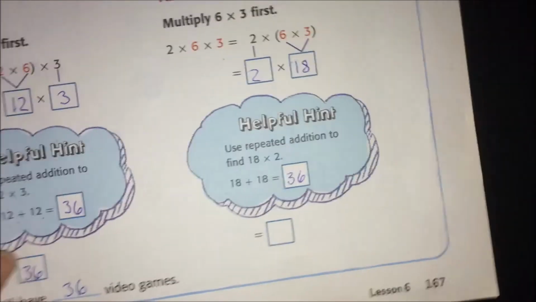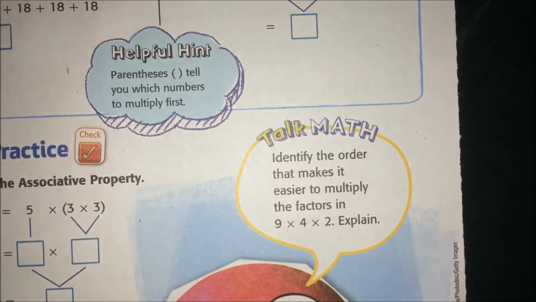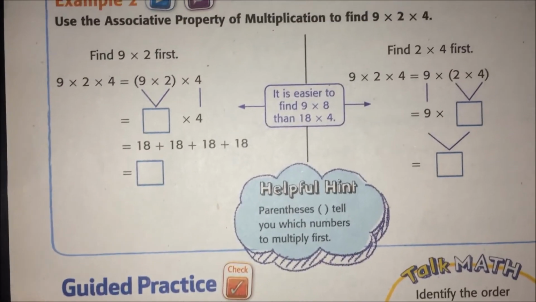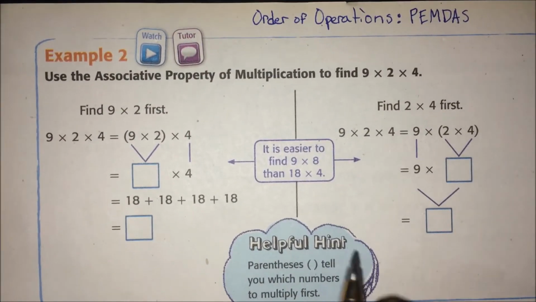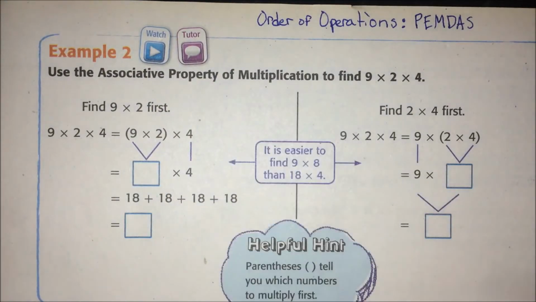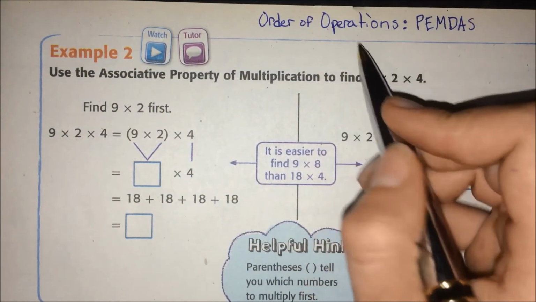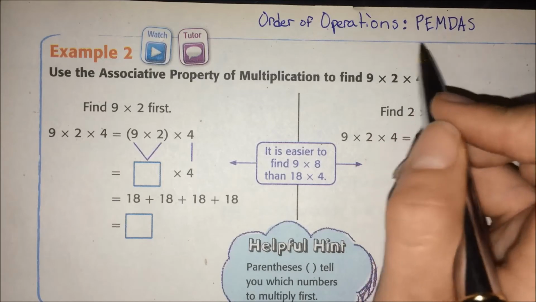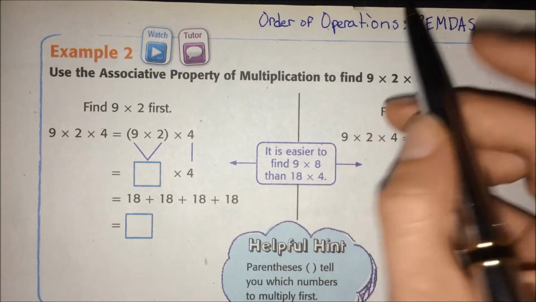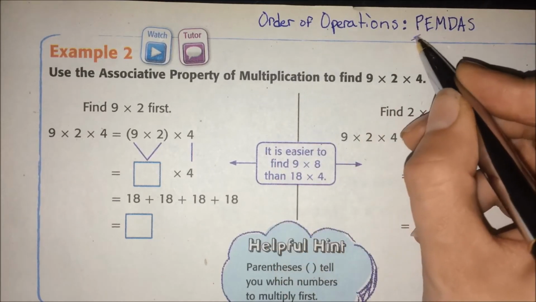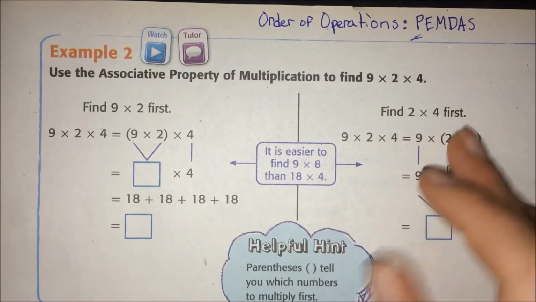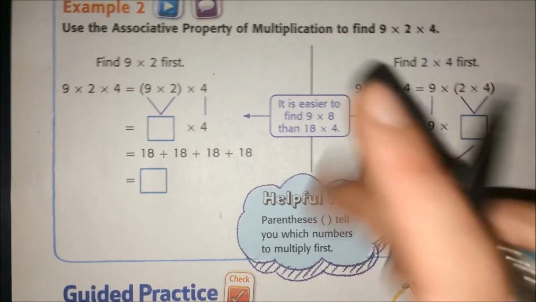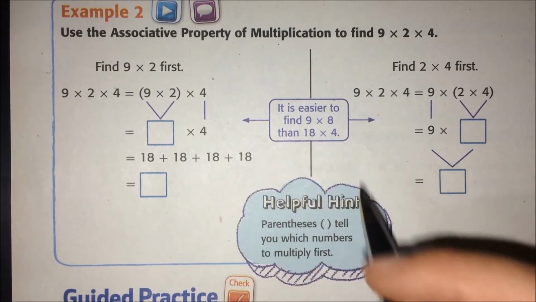All right, let's flip to the back. First I want to talk to you about this word. This word is called order of operations, or PEMDAS. It's a way for you to remember what to do first in math. PEMDAS, the P is for parentheses. So that means whenever you see a problem with parentheses, you need to do what's inside the parentheses first.